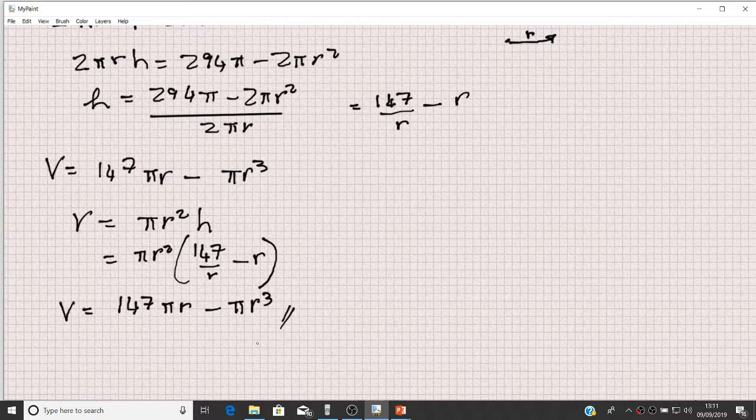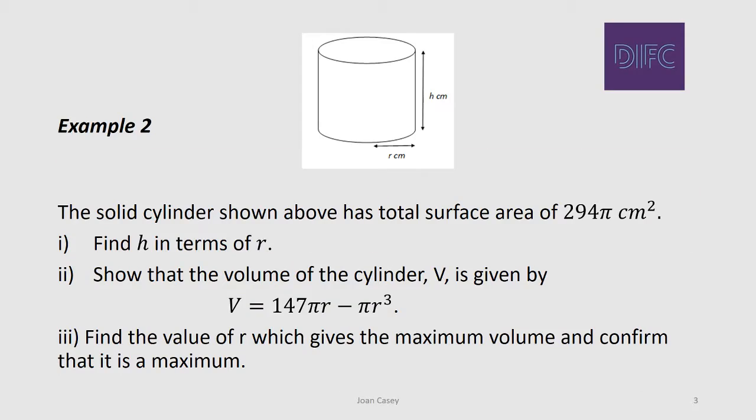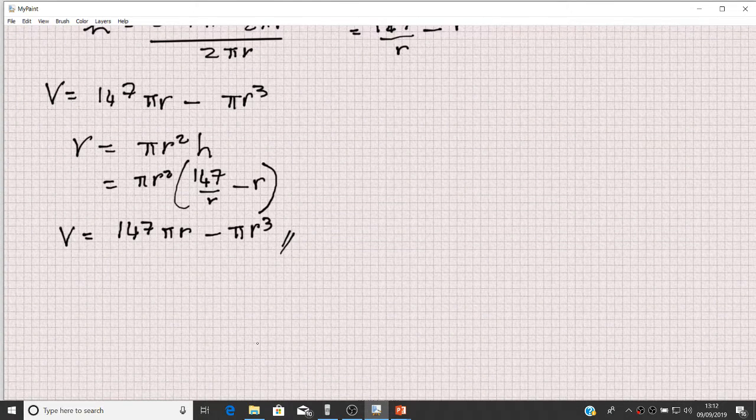So go back to the question again, just to get the next part. The final part is to find the value of r which gives the maximum volume, and confirm that it is a maximum. So we need to find the first derivative, dV/dr. So dV/dr equals 147 pi minus 3 pi r squared. And we must set that to 0 if it's to give us a maximum, and we'll solve for r.